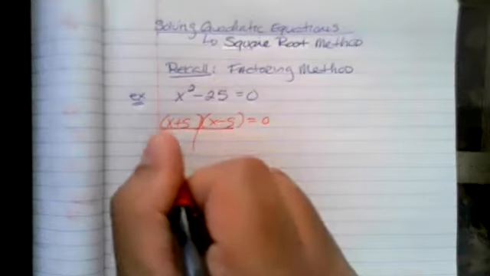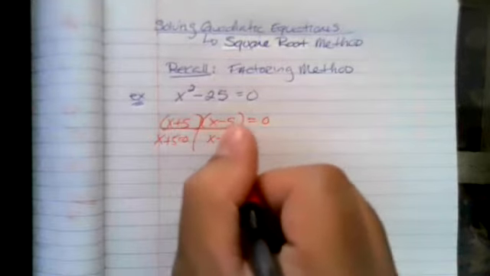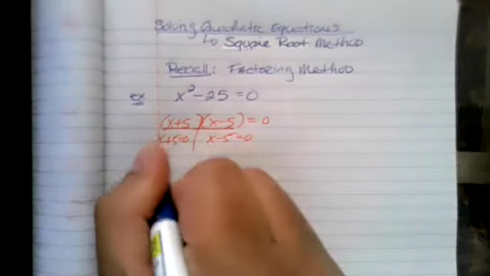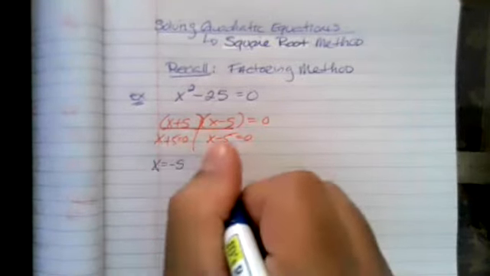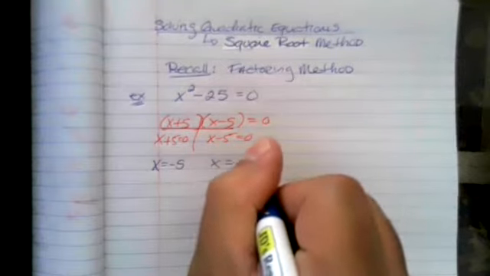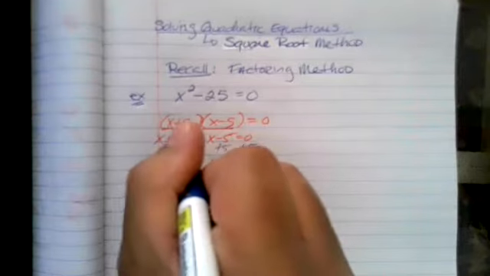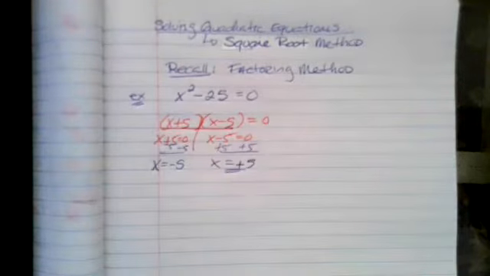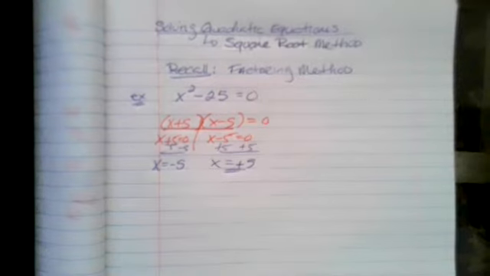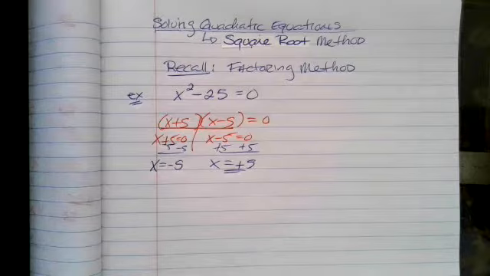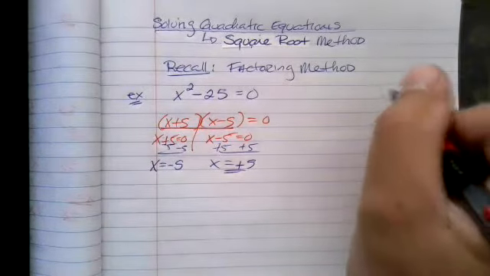I set each factor equal to 0. I solve the resulting equations. So I'm going to have x is equal to -5 and x is equal to +5. So we could solve this one by using the factoring method, but this particular problem we could also solve by using the square root method. Let's put some procedures for square root method.